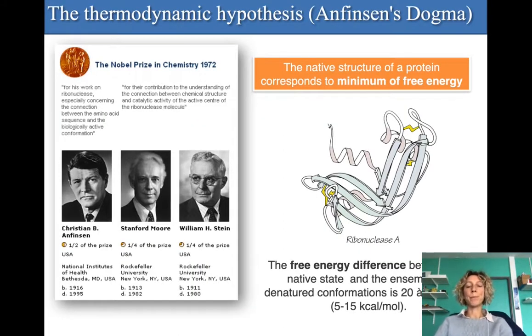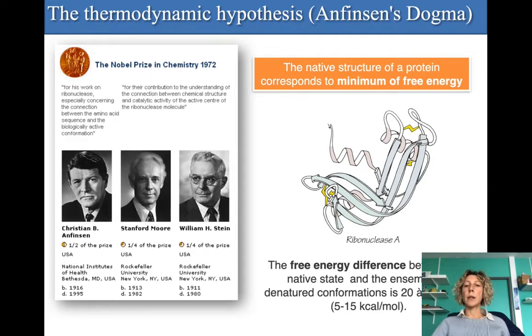So we're going to start by explaining what the thermodynamic hypothesis is. This is a hypothesis that was formulated in the 70s, and it stipulates that the native structure of a protein corresponds to a minimum of free energy. So the idea is that the protein will adopt this structure in solution because it is a stable structure, and not only is it stable, but it is the most stable one.